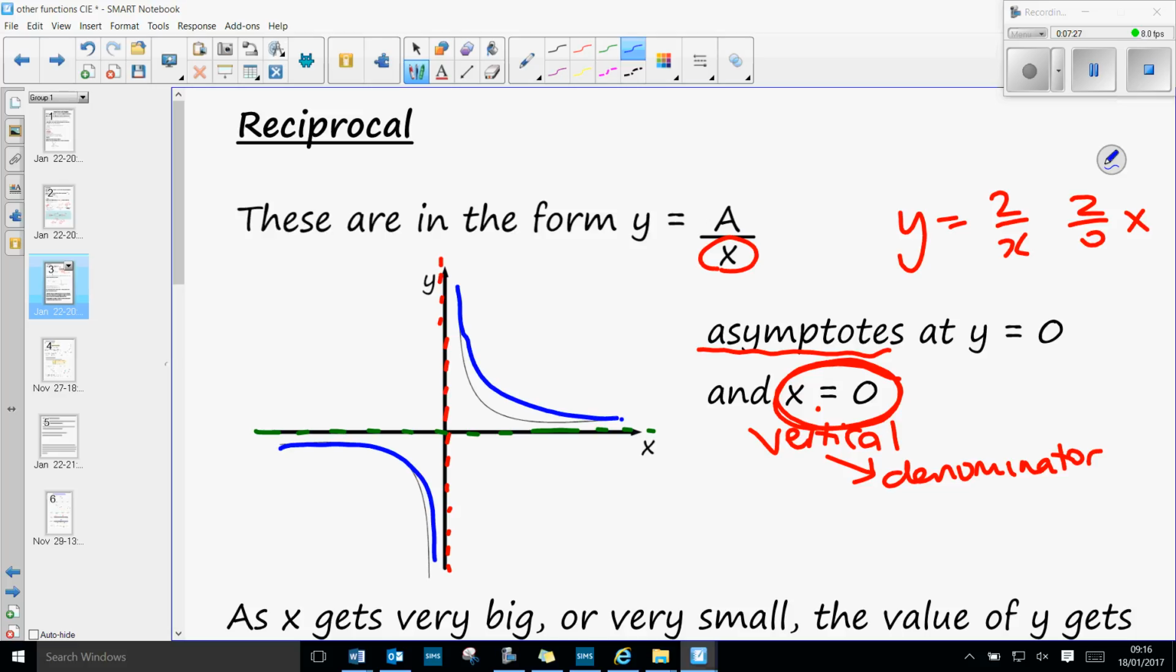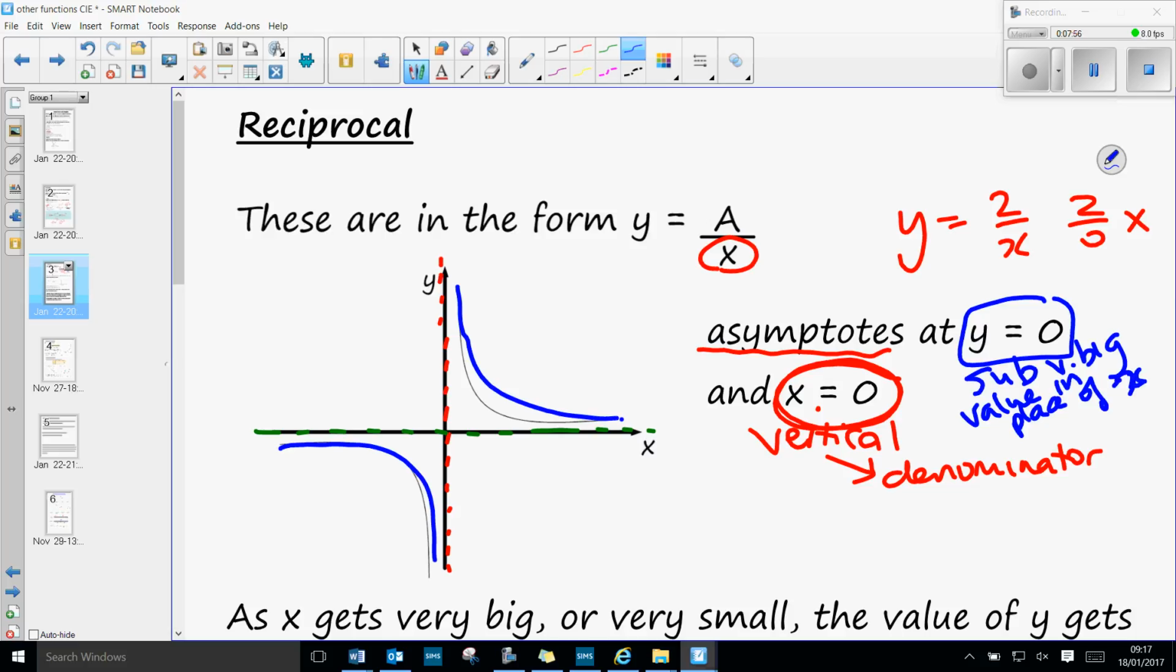I'll talk more about how to find the horizontal asymptote in a second. Actually, no, I might as well do it now. So in any case, to find the horizontal asymptote, in other words, the y equals something, what you would do is you would substitute a very big number or very big value in place of x.